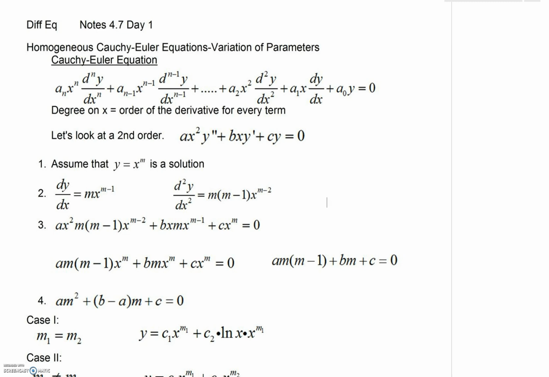Well, here's the key. The degree of x will be the same. It will be equal to the order of a derivative for each and every term. So, for example, if you had the nth derivative of y multiplied to that as a coefficient, you'd have the nth power of x. When you get to the second derivative of y, you have x to the second power out in front. And that will be true for every term in this differential equation.